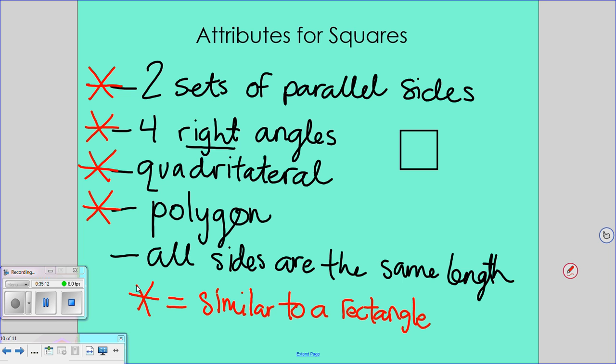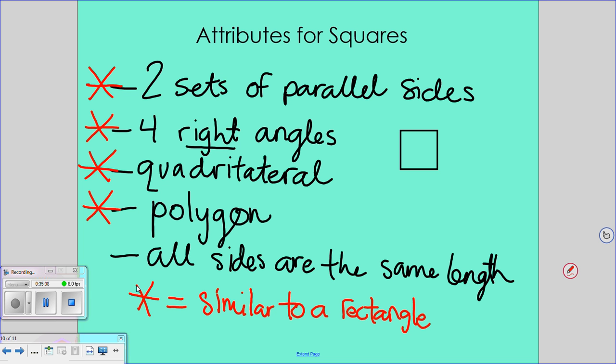So I'm confused. How's a square a rectangle then if a rectangle doesn't have the same size? Okay, so Maylee's asking, how can a square be a rectangle if it has this special thing right here at the bottom? Well, if we look at our rules to be a rectangle, is there anything about side length on there? No.